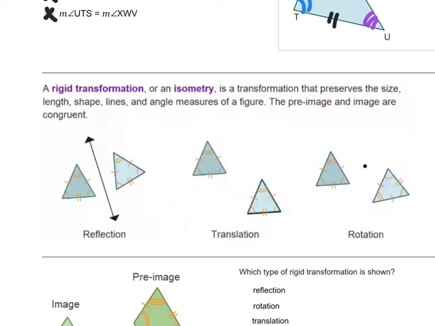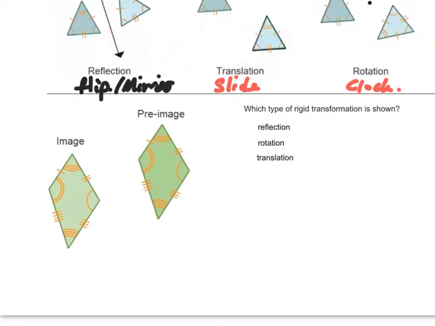They preserve the size. Now, a reflection is like a flip. It's like a mirror. That's the word mirror. A translation, I think of the word slide. And then a rotation, I think of a clock. Okay, let's take a look at the next one.